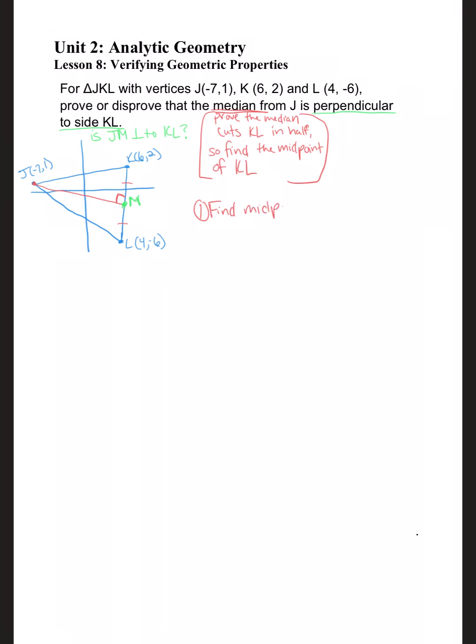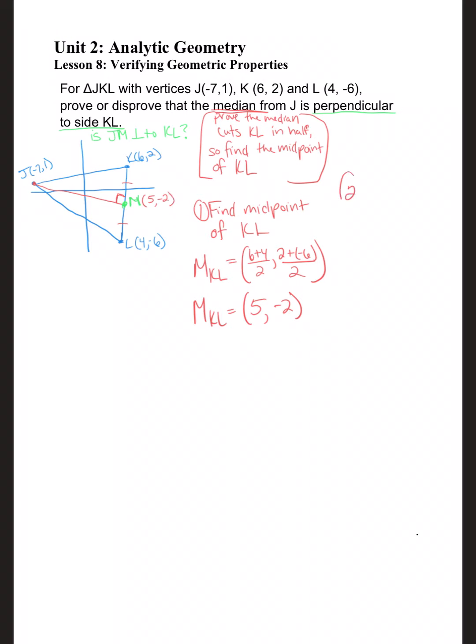midpoint of KL. So my midpoint formula, we're just going to take the average of our x's and the average of our y's. So my x's are 6 and 4 divided by 2, and my y's are 2 and -6 divided by 2. So 6 plus 4 is 10, divided by 2 is 5, and 2 plus -6 is -4 divided by 2, so that's a -2. So that's my midpoint, right? So let's label M as 5, -2.